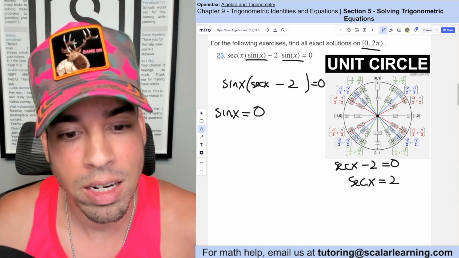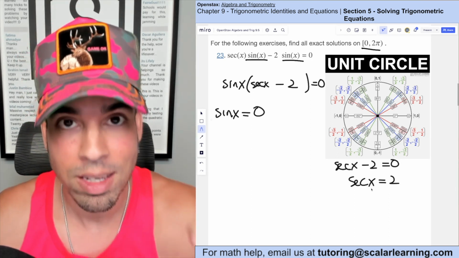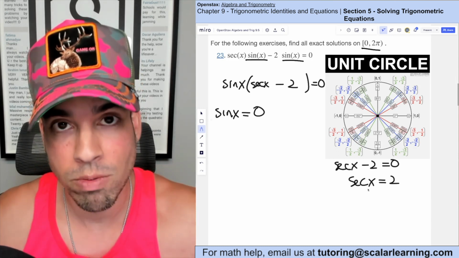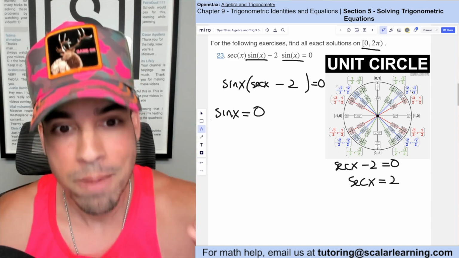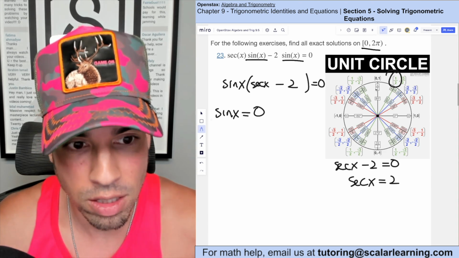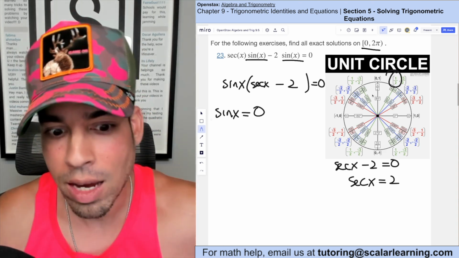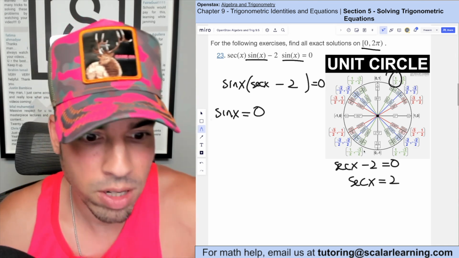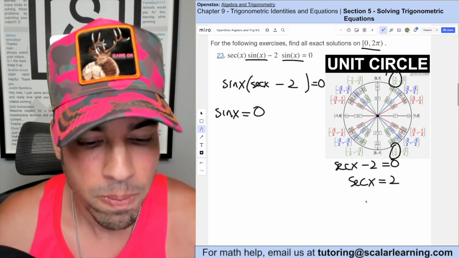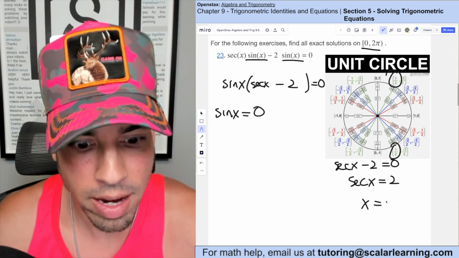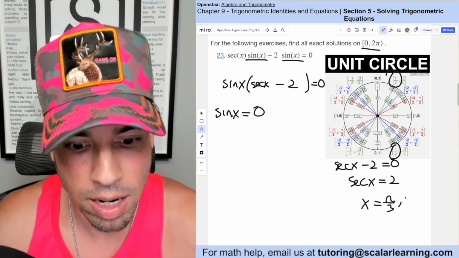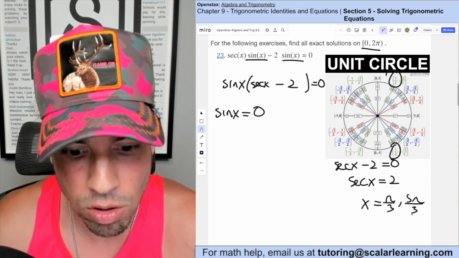If you remember what secant is, it's the reciprocal of whatever you get for cosine, which means we need x values on this unit circle that have a reciprocal value of 2, aka 1/2. So I got 1/2 here, and I also got 1/2 here. That means my two values for x are pi thirds and 5 pi thirds, okay?